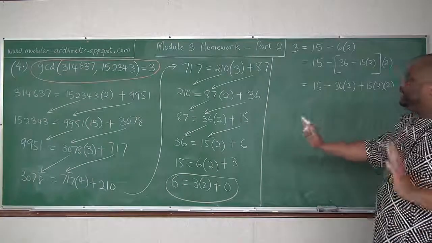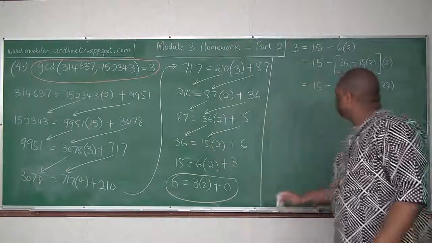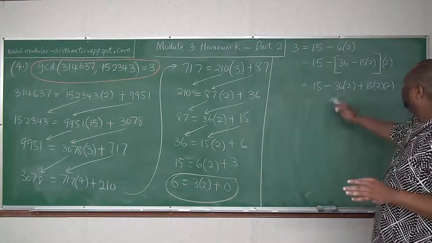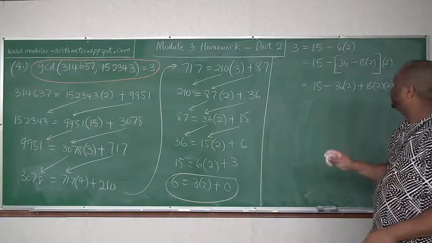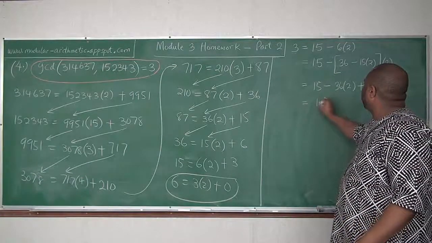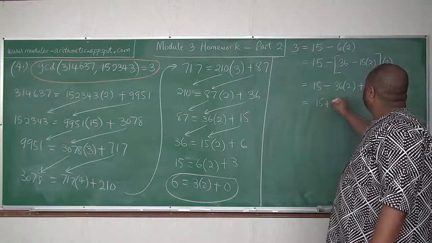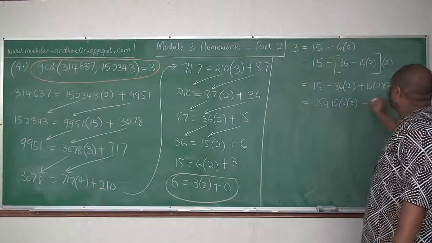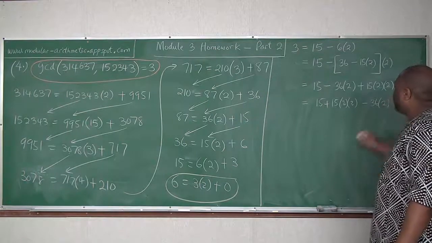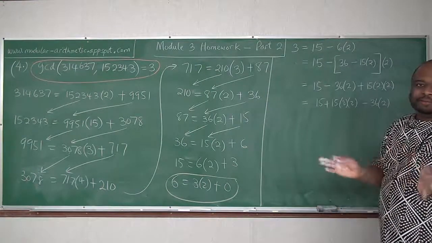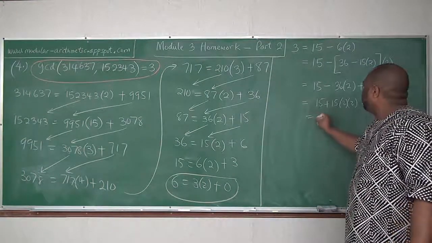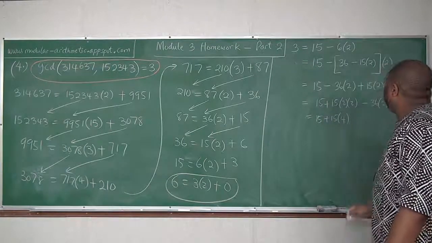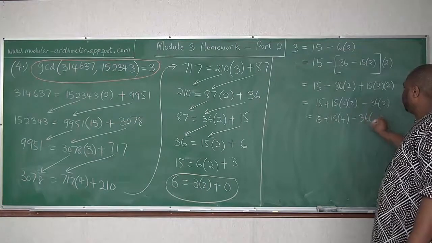Okay, we only need to see 15 and 36. Now let's get all the 15s together. We just can't leave it like this. Let's get it together. So this will be 15 plus 15 times 2 times 2 minus 36 times 2. Okay, we need to get our 15 together. So this means 15 plus 15 times 4 minus 36 times 2.